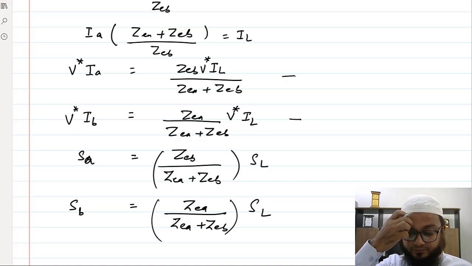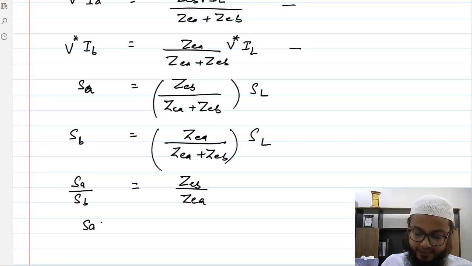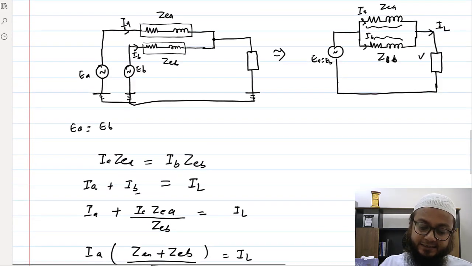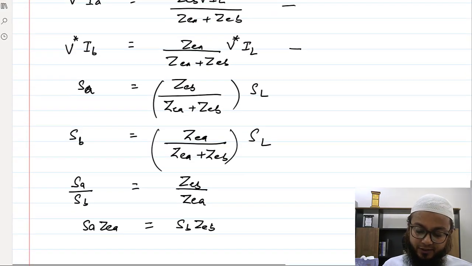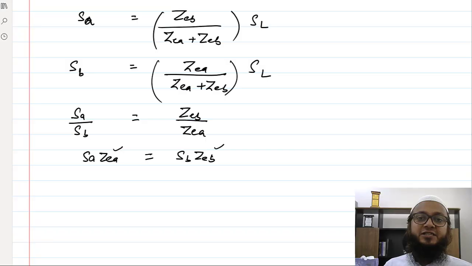Okay, so what about SA upon SB? If you see this ratio, that will come out to be ZEB upon ZEA. SA into ZEA is equal to SB into ZEB. So if the leakage impedances of both the transformers are equal, then obviously these two transformers will share the power of the load equally.